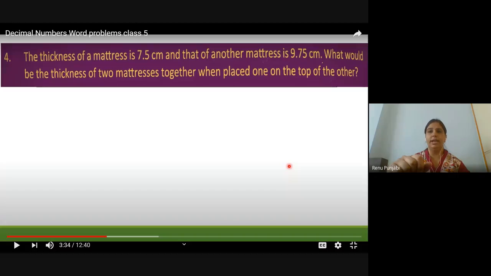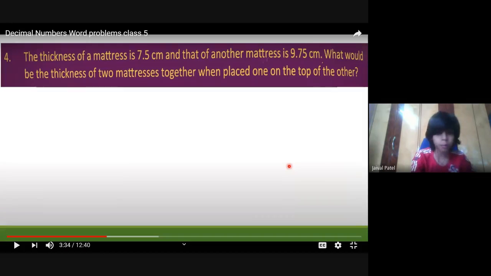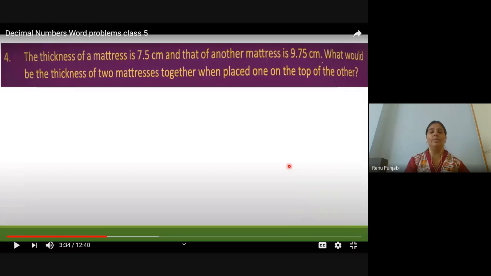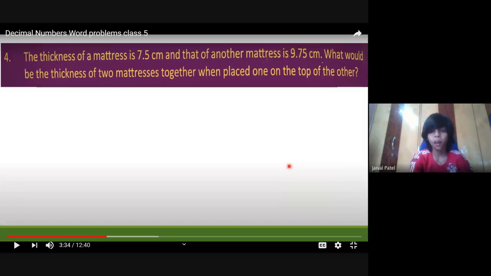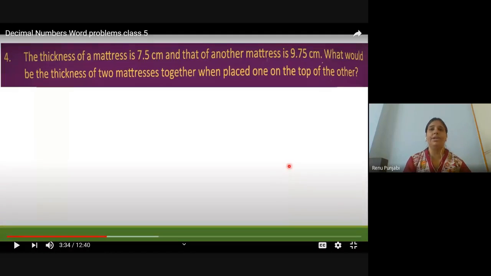Very good, children, that you know the answer, that we will add the thickness of the two mattresses, right? Now, what have you observed in this, something different which you have to solve? Yes, Jaival will explain. Ma'am, in the first one, 7.5 centimeter is there, and in the second one, 9.75 centimeter is there. After the decimal, we read them singly. So then what will you have to do?